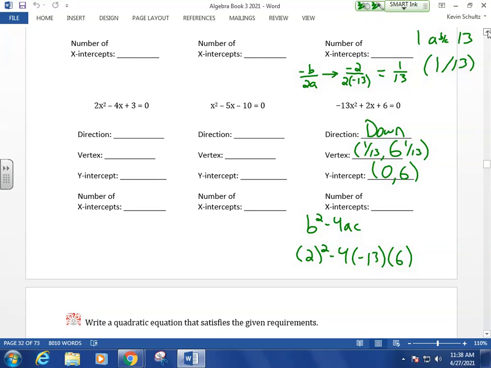So whatever negative 4 times negative 13 times 6 is, we're going to be adding it to something that we're squaring. We already know that whenever you square anything, it's always going to be a positive value. By definition of squaring something, it's got to be positive. So if we're starting positive and we're adding something, there's no other option but to end up positive.